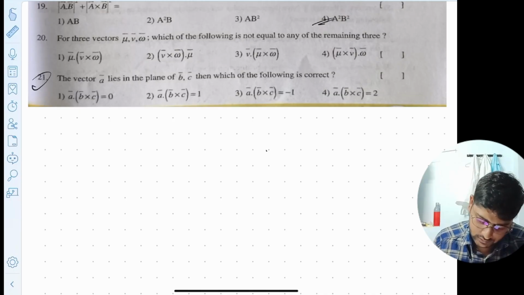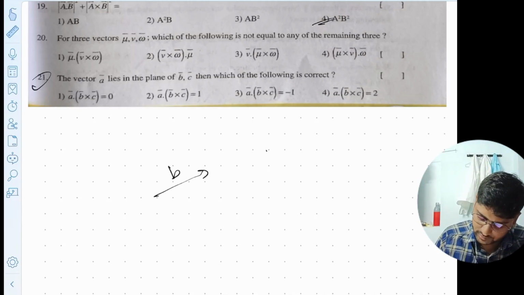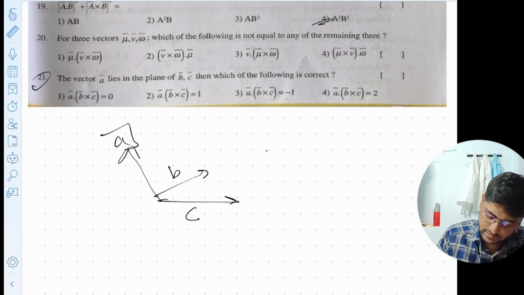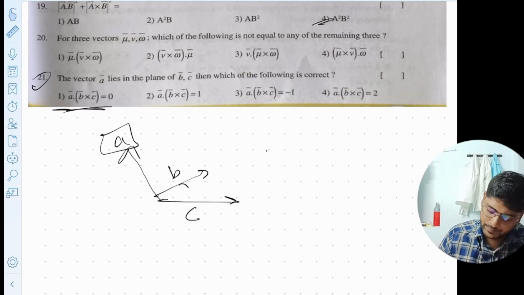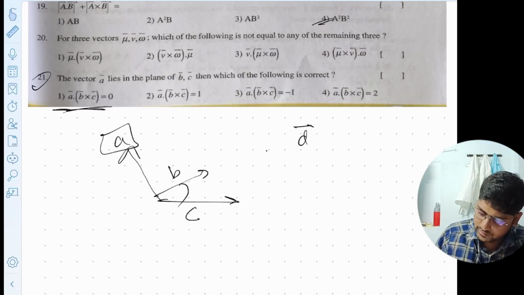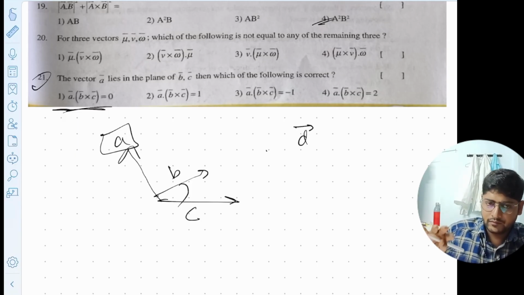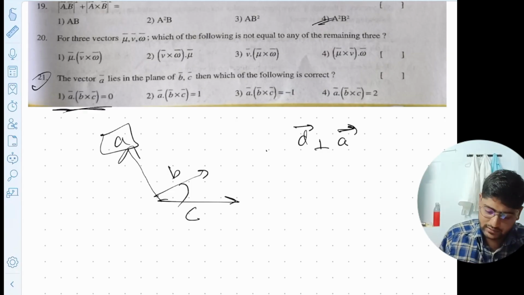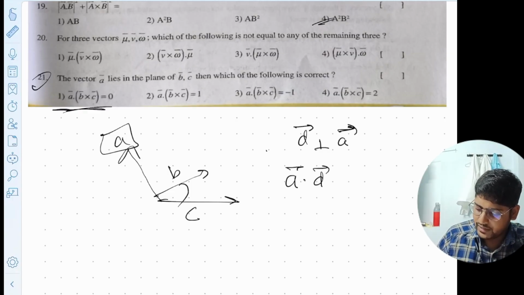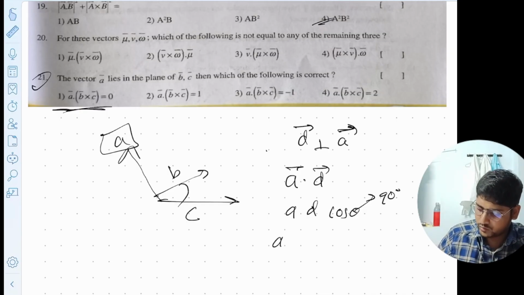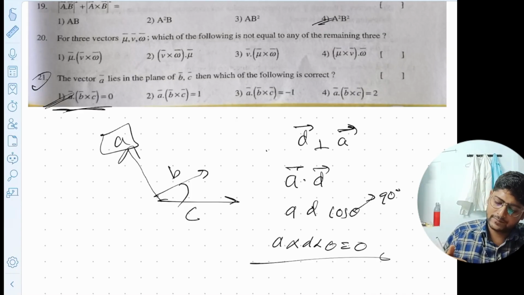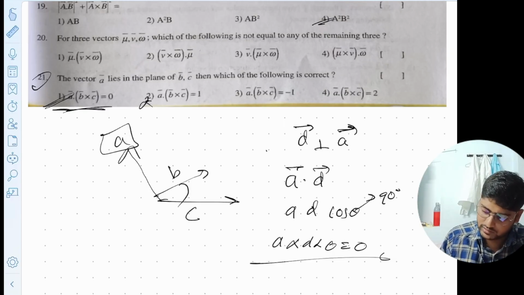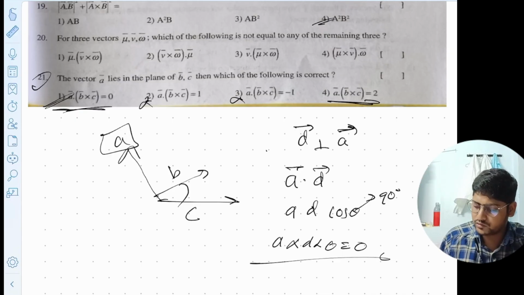Question number 21. If vector A lies in the plane of B and C, suppose this is vector B, this is vector C, and vector A is also in the same plane. Which of the following is not correct? In the first option, B cross C, suppose D vector. Then D vector will be perpendicular to A vector. Then A dot B cross C means A dot D, so it will be A D cos theta, and theta is 90 degrees. Cos 90 is 0, so A into D into 0 equals 0. So option 1 is correct. A dot B cross C will be equal to 0, not 1, not -1, and not 2. It will be equal to 0 only.